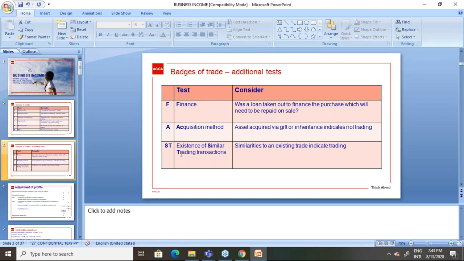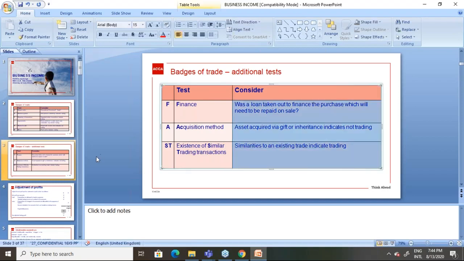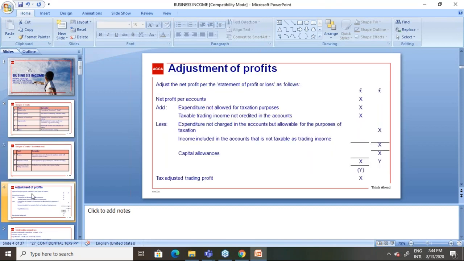Then earlier also we had a similar test called frequency. Here also similar transactions. Similarities to an existing trade indicate trading. So if you are already in a business, or if you have made several transactions which are similar in nature, in that case it indicates trading.